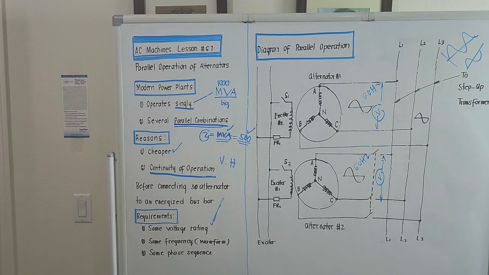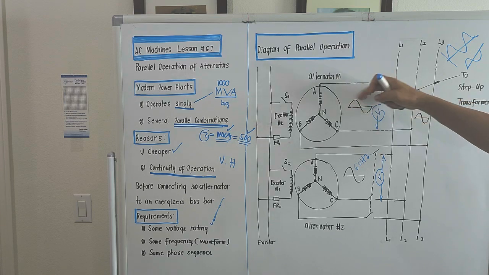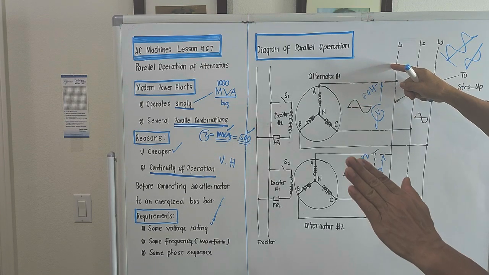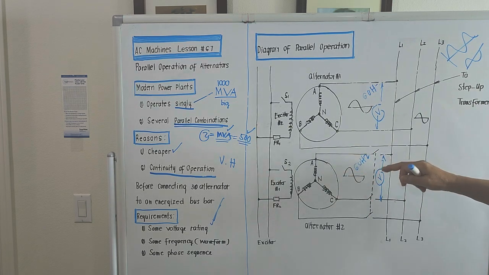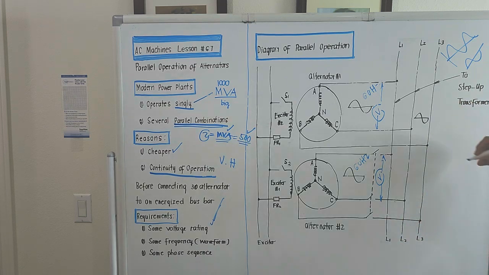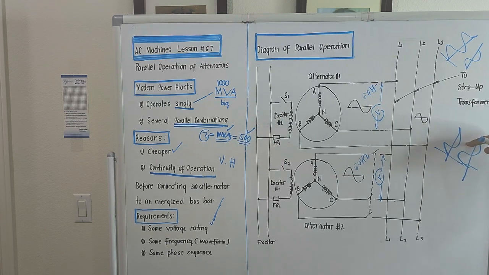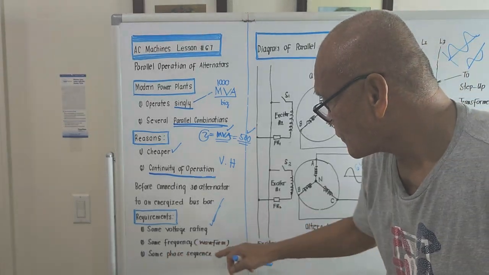So it's a must that if the frequency of alternator number 1 is 60 Hz, the frequency of the incoming alternator should also be 60 Hz. They should be the same. They should not fight out with the frequency. If the first one is 60, the second one should also be 60. And the third condition is same phase sequence.